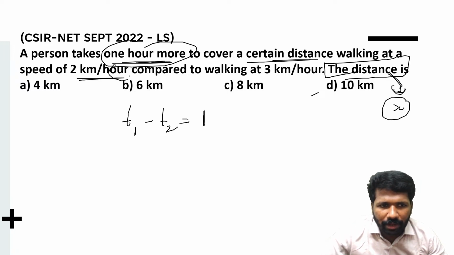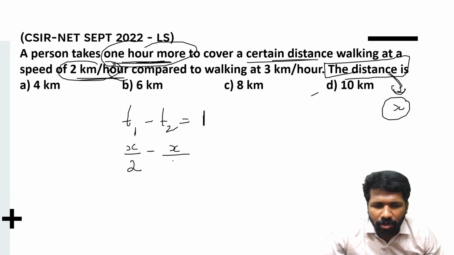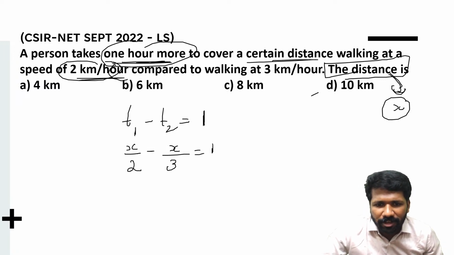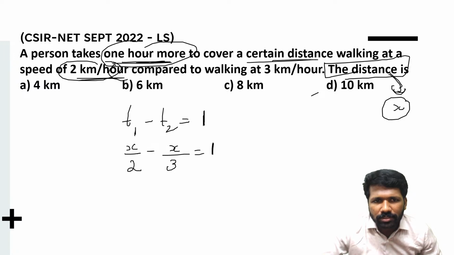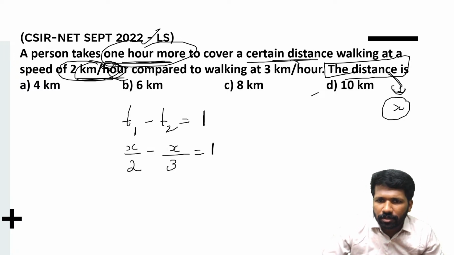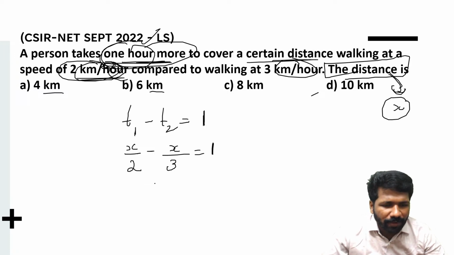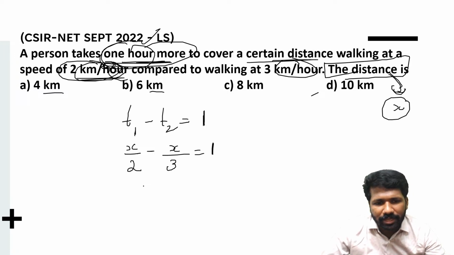Time taken to travel at 2 km per hour speed will be distance by speed, x by 2, minus the time taken to travel at 3 km per hour. The time will be lesser, na? So x by 3. This difference is 1 hour because the question says so. There is no unit conversion needed because this is kilometer per hour, this is also kilometer per hour, this is hour, and the answer is in kilometer. So just simplifying this equation you can get the answer.